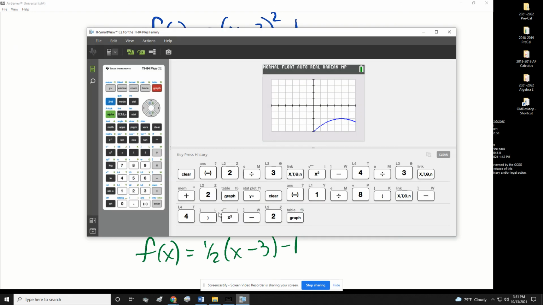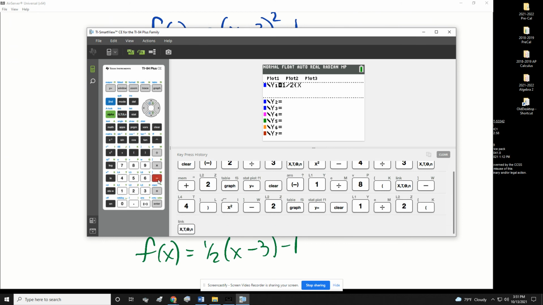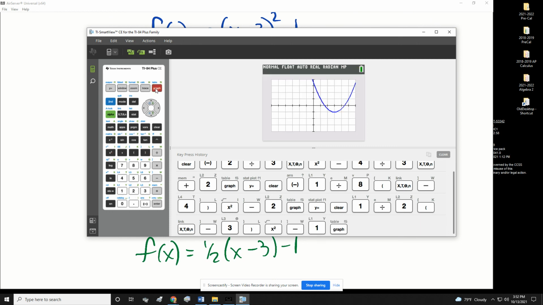We might not be able to see the whole thing the way my window is. Oh, it's pretty good. Great. So that looks pretty good.